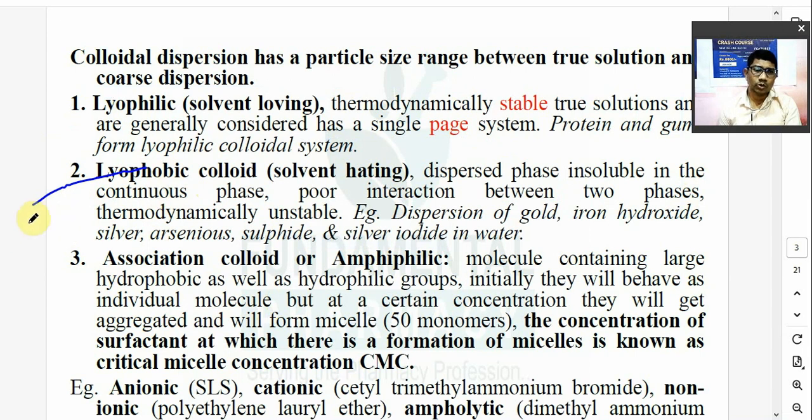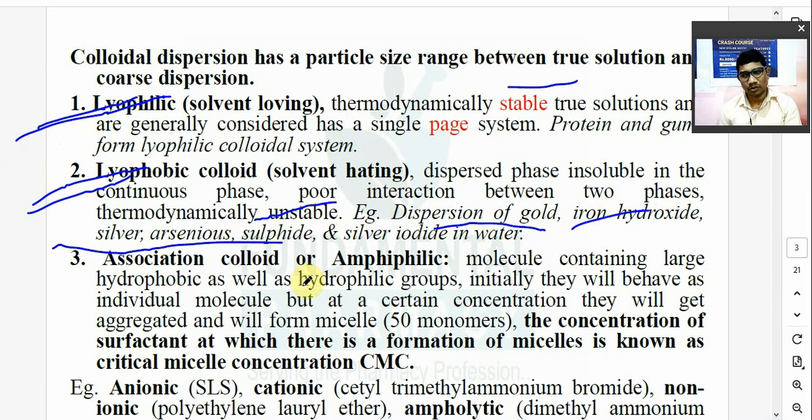The question comes like this: which of the following types of colloid is thermodynamically stable? Lyophilic colloid is thermodynamically stable. Lyophobic colloid is thermodynamically unstable. Examples of lyophobic colloid: dispersion of gold particles in water, iron hydroxide in water, silver, arsenious sulfide, and silver iodide in water. If you try to make a solution of these, it will not form a solution. Their particles will be present in the water, but it is not a true solution.